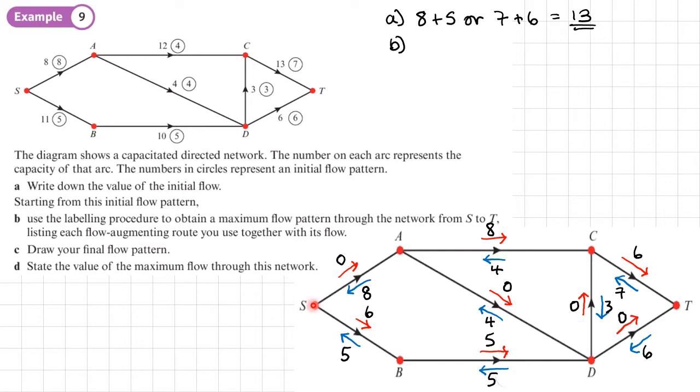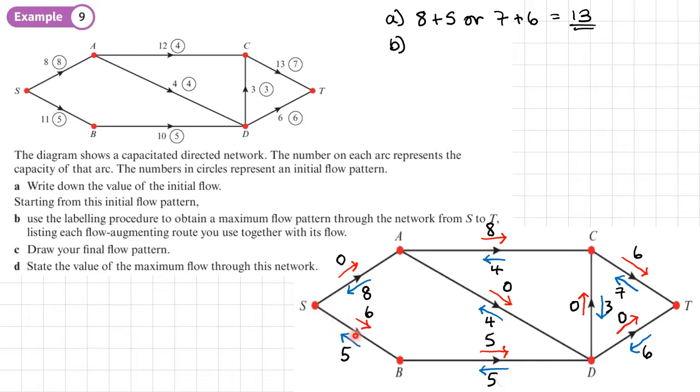So now we're looking for a flow augmenting route. We can't go S to A because that's saturated, so we're not going to get any further that way. Now if we go S to B, we've got 6. B to D, that's 5. And then if you look from D to C or D to T, they're both saturated, so you might think, well, there's nothing I can do.